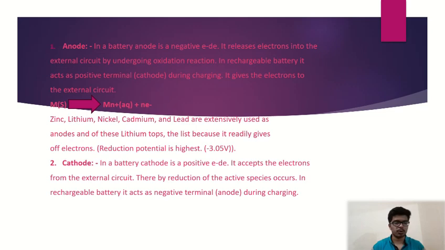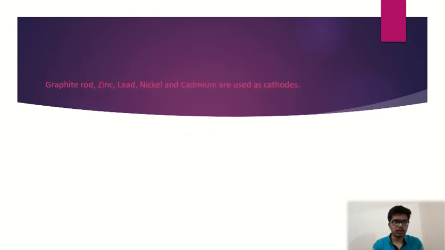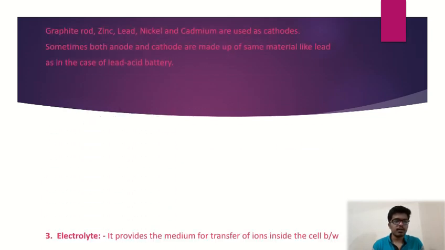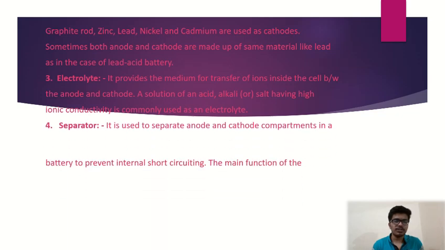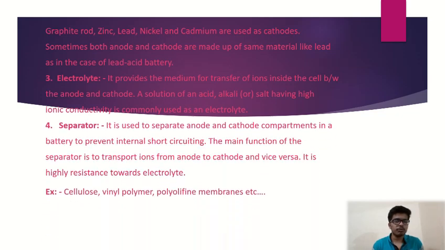Now let's come to cathode. In a battery, cathode is the positive electrode. It accepts electrons from the external circuit. Thereby, reduction of active species occurs. In rechargeable batteries, it acts as the negative terminal, the anode, during charging. Graphite rod, zinc, lead, nickel, cadmium are used as cathodes.